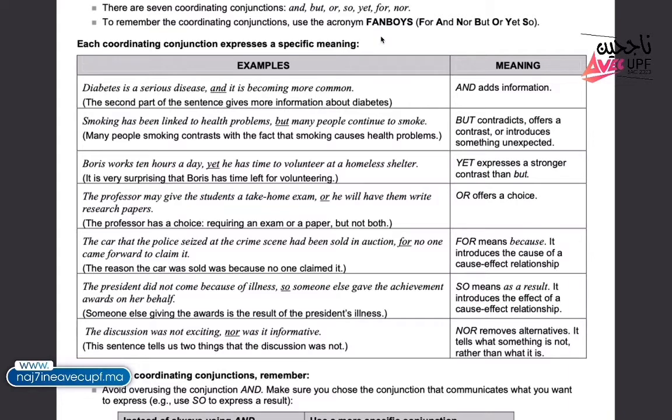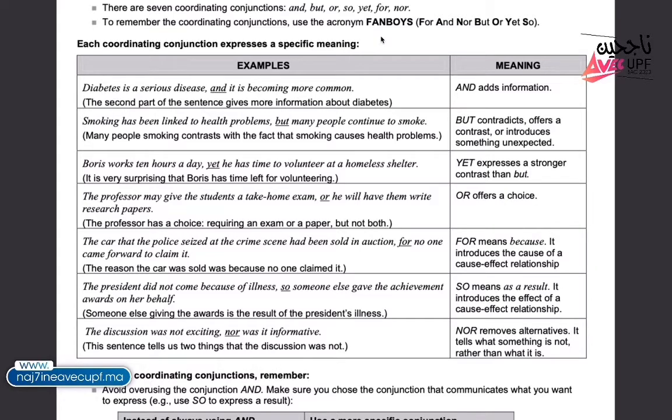The president did not come because of illness. So means as a result. So someone else gave the achievement awards on her behalf. So someone else giving the awards is the result of the president's illness. So there is cause and effect here, because she is sick, she did not come.